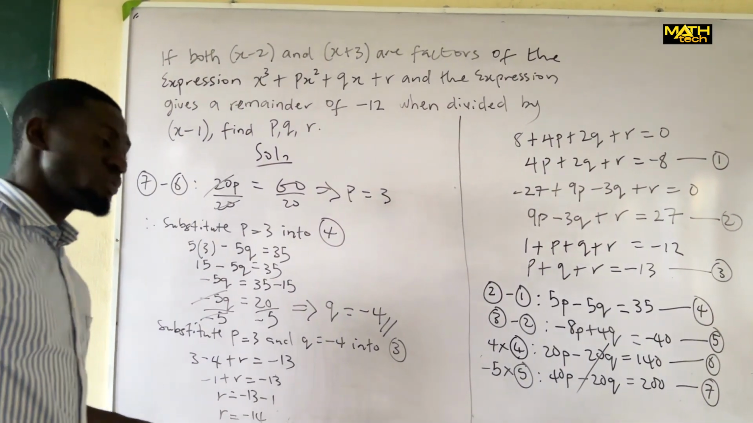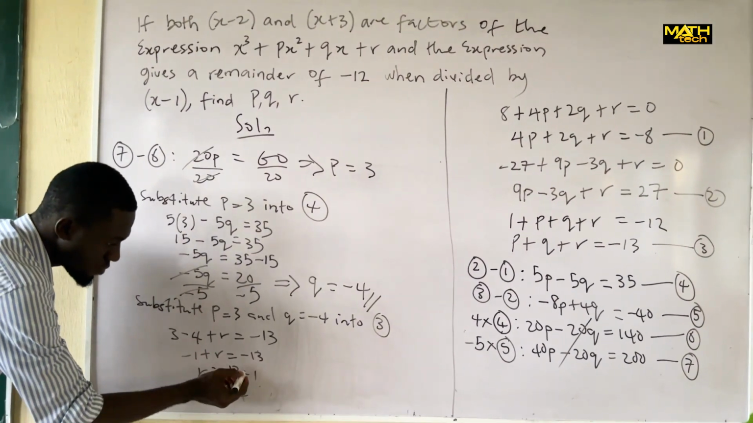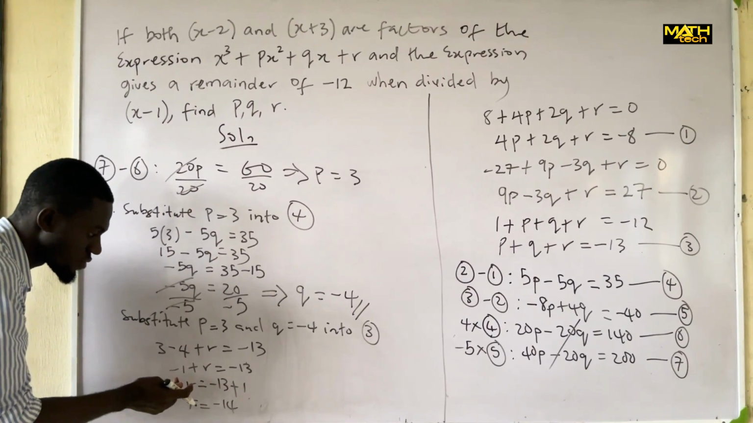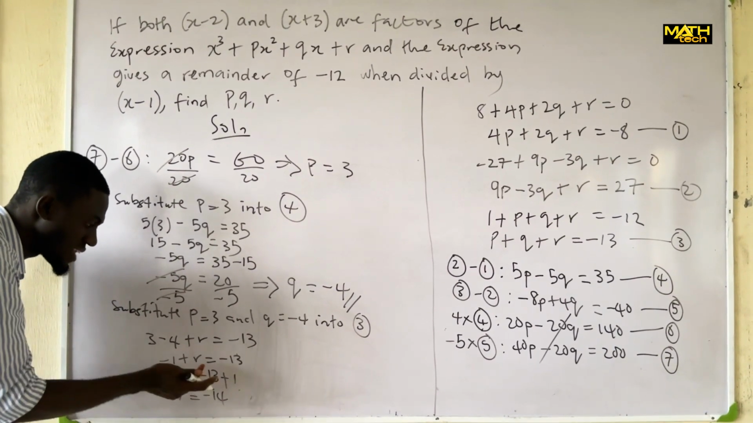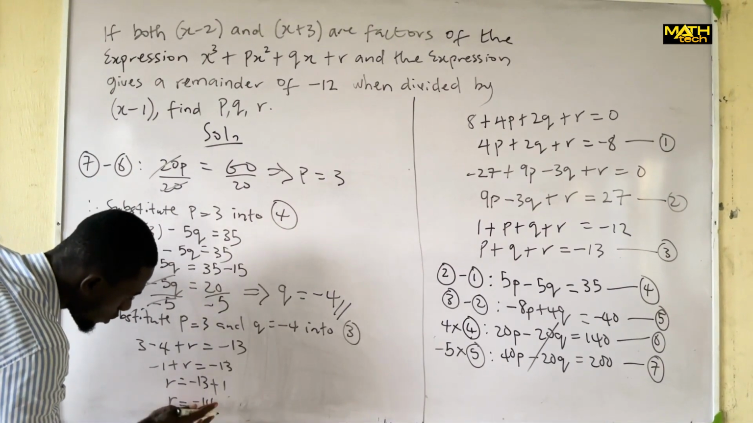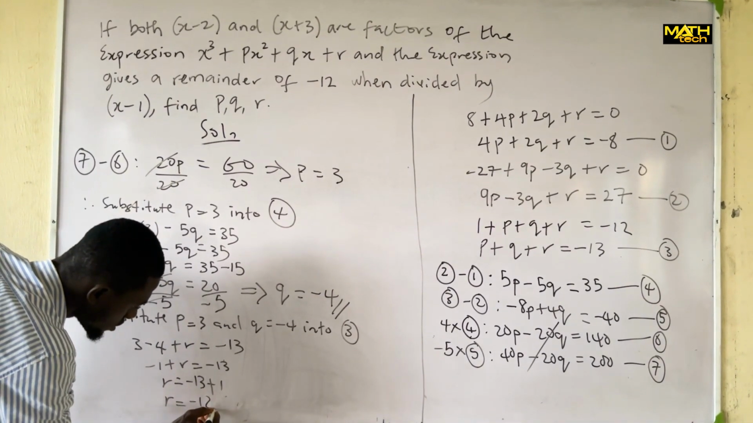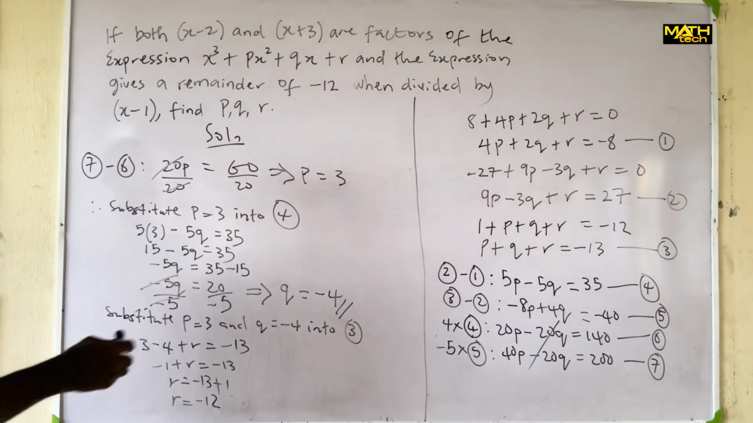Minus 14, our r will be equal to what? Minus 14. Oh, sorry, there's a mistake in the sign here. This is supposed to be plus. When this crosses over from here to here, the sign changes from minus to plus. So minus 13 plus 1, and this will be minus 12, not 14. So therefore we have gotten our value.